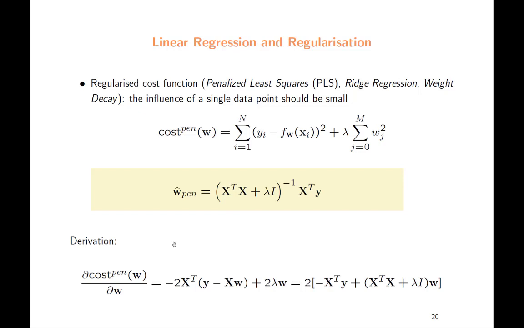And you can make the same calculations as before. You calculate the derivative of the cost function with respect to W, get the terms from before, and then from this term you get the two lambda W, and if you then solve it for W, you get this equation. And this is also very important, and it's a little bit like a magic bullet. Adding regularization almost always improves the solution.